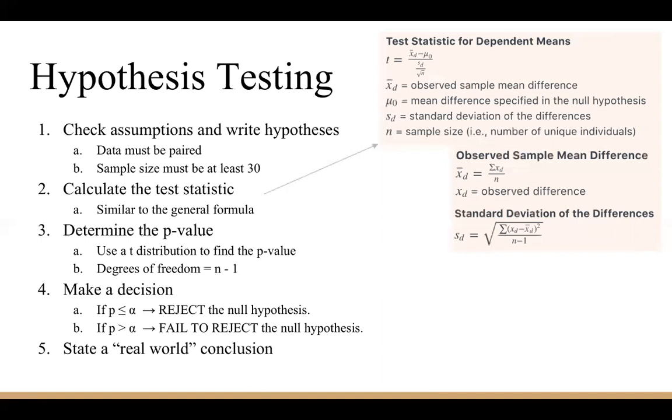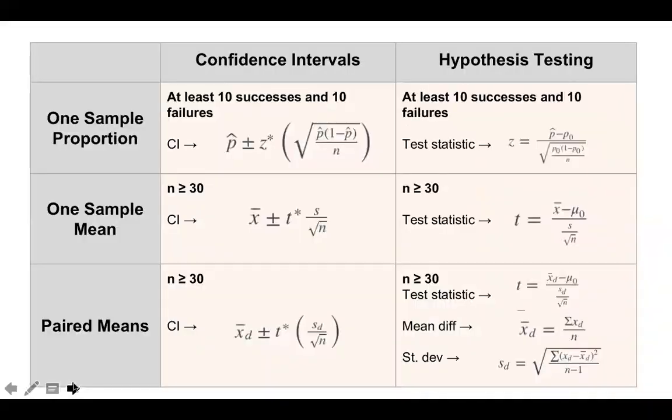So once you calculate your test statistic, you'll determine your p-value. You'll use the t-distribution to find that. Make sure you input your degrees of freedom in there. And then you'll make a decision whether to reject or fail to reject the null hypothesis. And then you state a real-world conclusion. So yes, it's getting a little repetitive, but it's good to practice it.